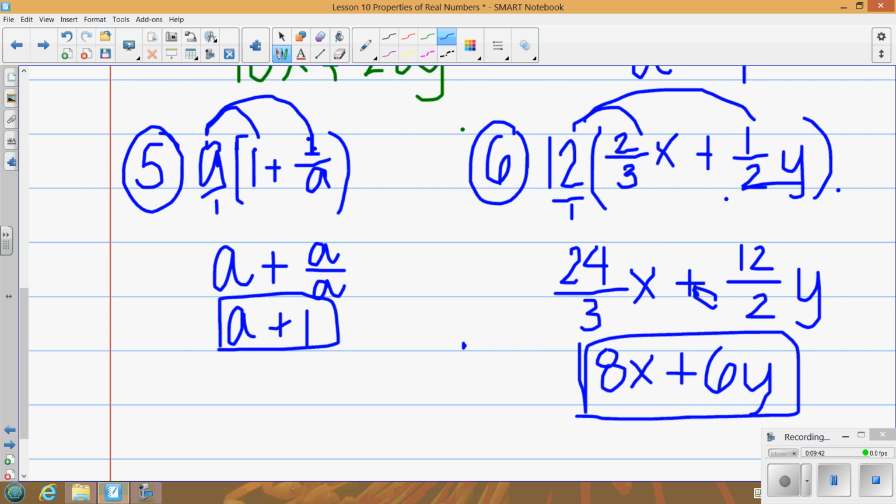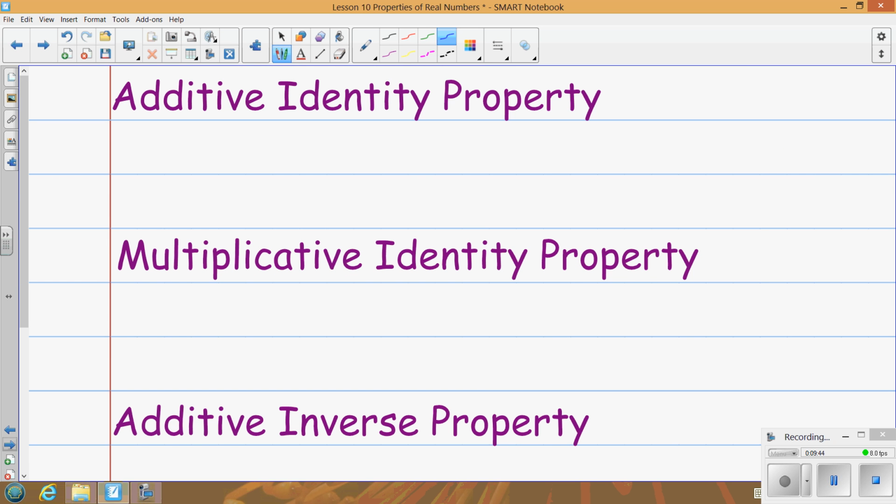The last few properties here are ones that you probably don't realize that you use as often as you do. The first one is the additive identity property. So basically this means what can I add to any number to keep its identity. So the only thing that we could add to a number to keep its identity would be the number 0. So 0 is considered the additive identity because I can add 0 to any number and it's going to stay the same.